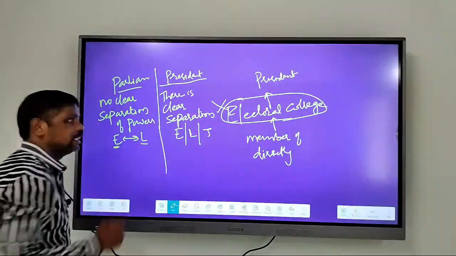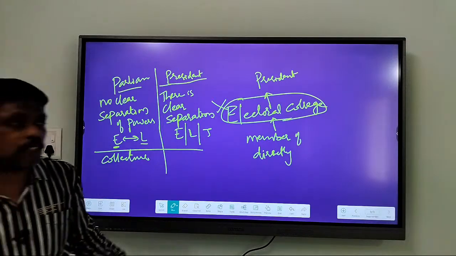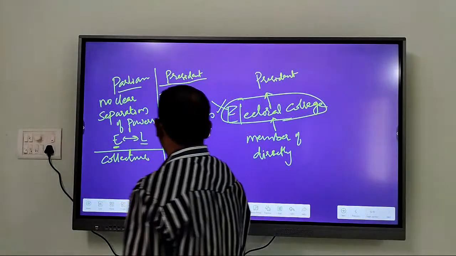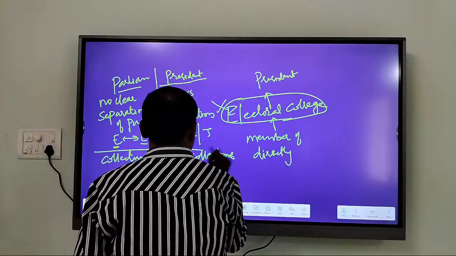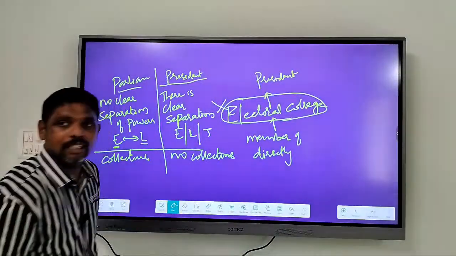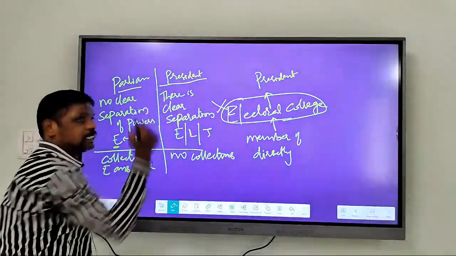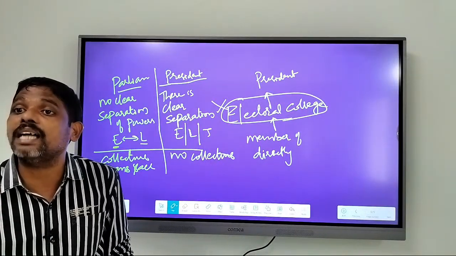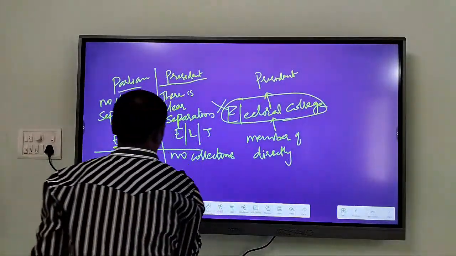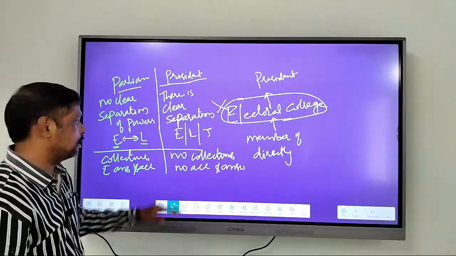Because of this reason, there is collective responsibility in the parliamentary system of government, whereas you don't see this collective responsibility in the presidential form of government. That means what? Here the members of the government, the executive, are answerable and accountable to the legislature. Whereas in the presidential system of government, the executive is not accountable and answerable. There is no accountability and answerability of the executive to the legislature.